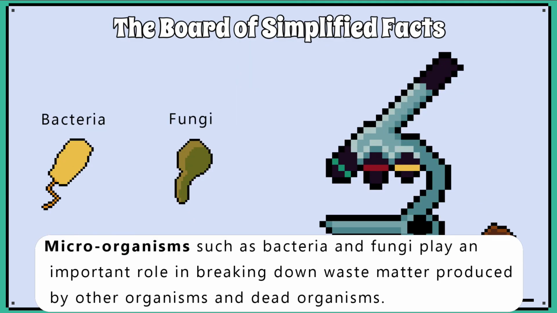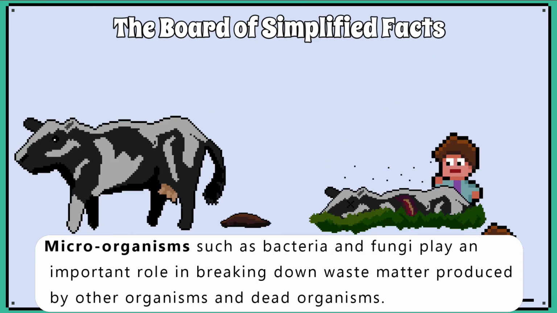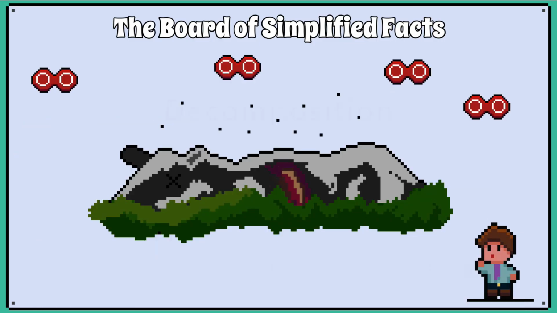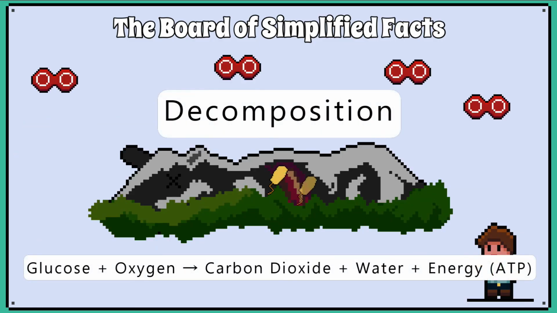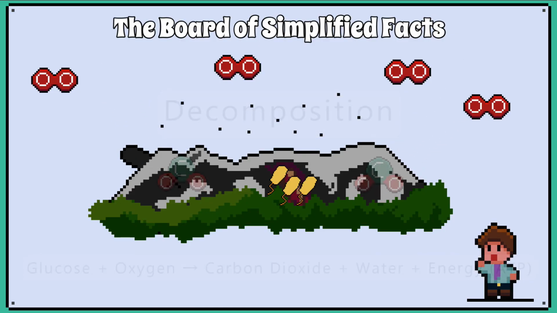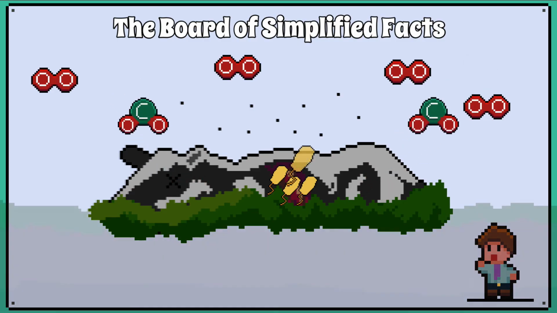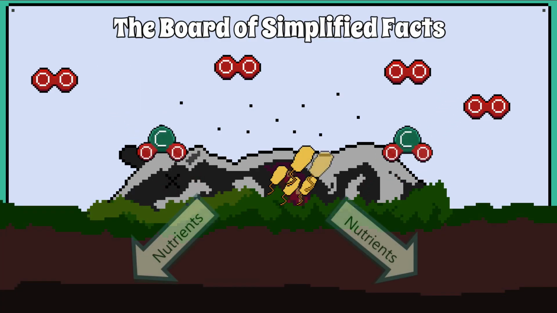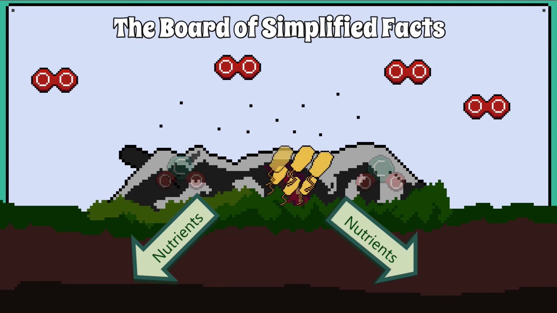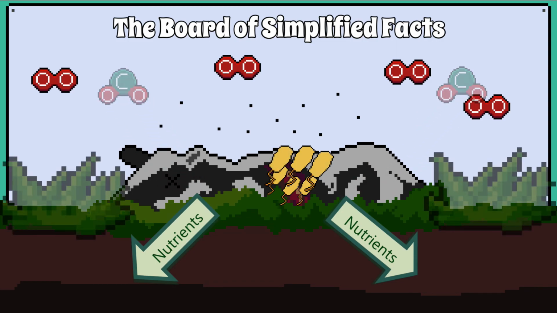Microorganisms, such as bacteria and fungi, play an important role in breaking down waste matter produced by other organisms and dead organisms. This process of decomposition, when oxygen is available to the microorganism, releases carbon dioxide into the atmosphere by aerobic respiration. The microorganisms do this so they can grow and reproduce.